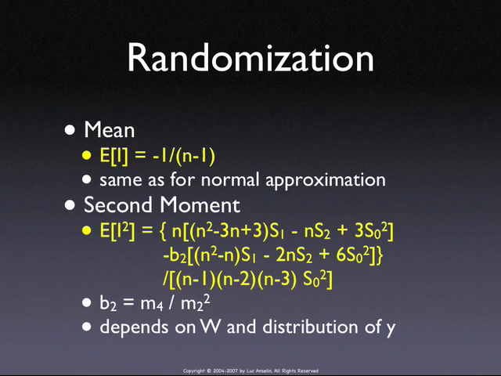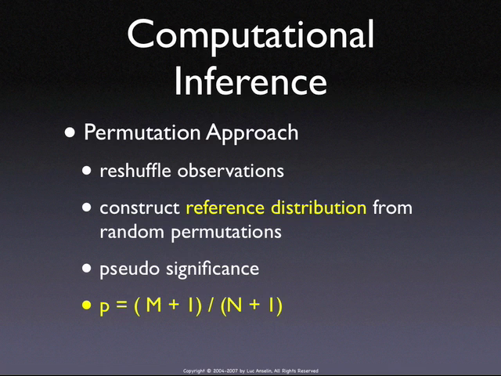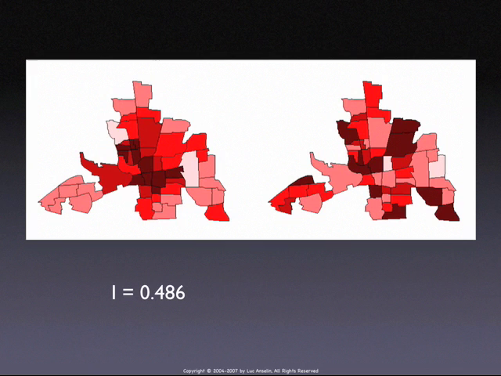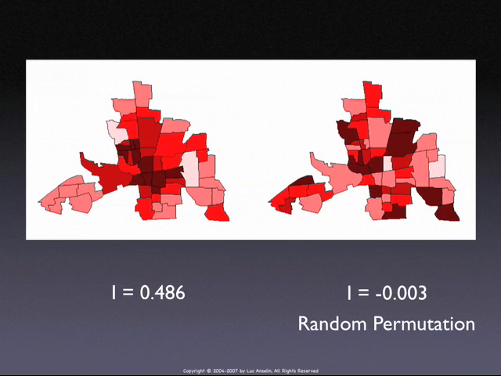So then, in the computational approach, we've already seen this before. We get this through the significance, and then we can play games like this, where we start with Columbus. This is the real data. We reshuffle them. We get a Moran's I like this. We do this many, many times. And then we end up with this kind of reference distribution.